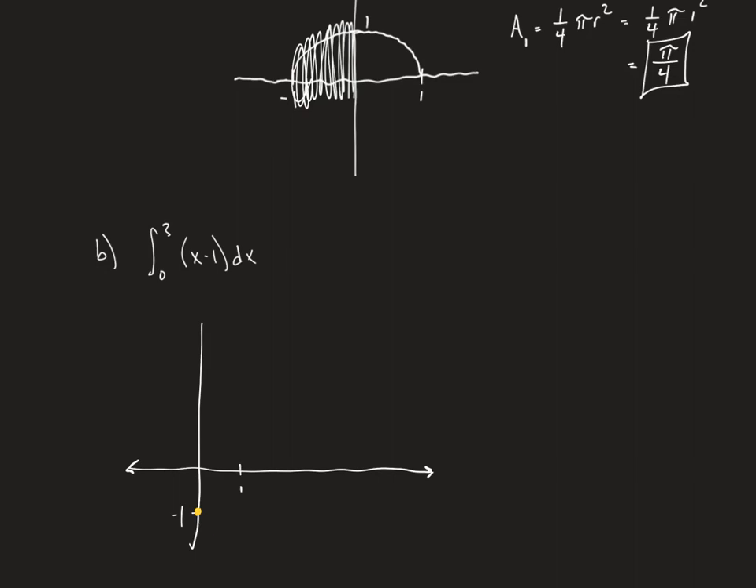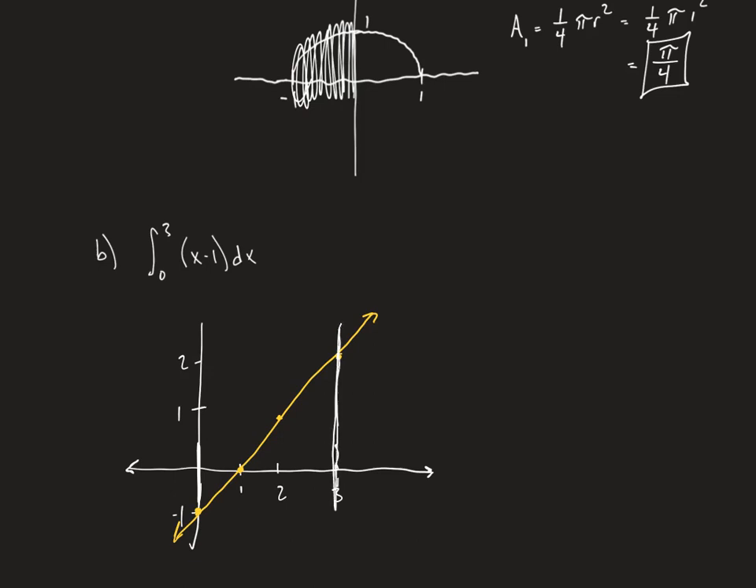So at 1, we would have another point. I would have another point at 2, 1, and then we'd have another point at 3, 2. And this is what that function would look like. It's just a straight line, but we are calculating the area under the curve from 0 to 3. So this is where we're calculating.